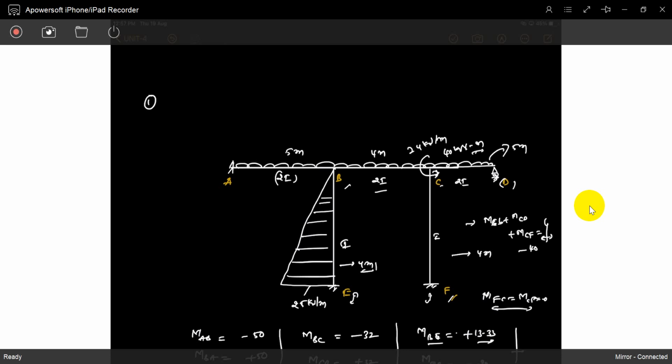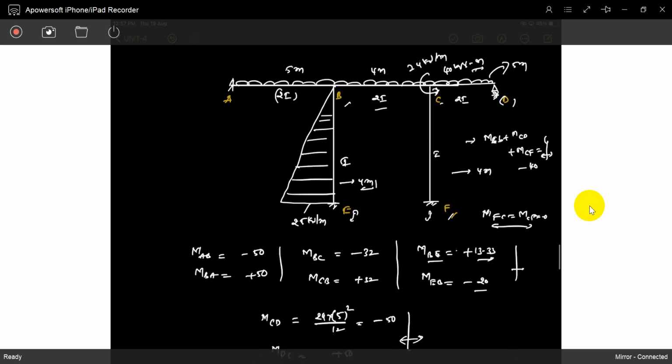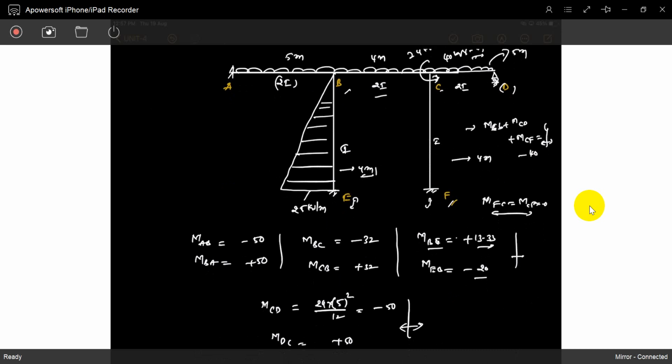Only one thing is not incorporated, and that is support settlement. If any of the supports settles, you will just add it to the fixed end moments. If support settlement is there, you just add those moments to the fixed end moments. That's it. It's not a big deal. Just add those moments also and do the same problem.